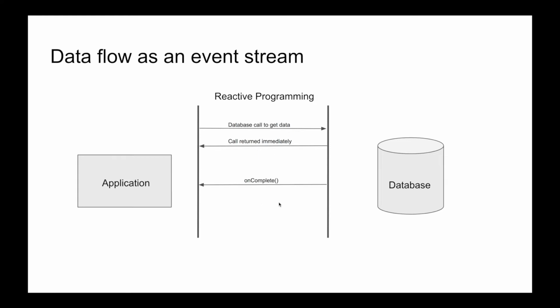Let's see another scenario. In this scenario, the application makes the database call to get the data and the call returns immediately, and after that we get to know that there was no data for that query, so we will directly receive the onComplete signal. So till now we have seen a few examples to understand how data flows as an event stream in reactive programming. These flow diagrams will become clearer once we write some reactive code.